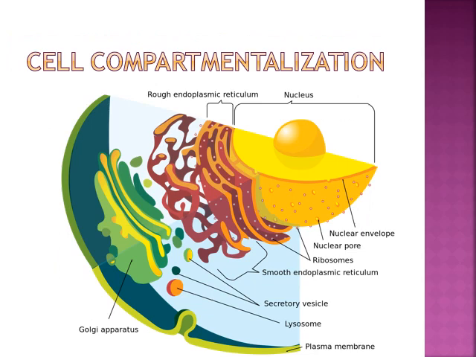It's vital for compartmentalization. Here's a picture of the cell that I will never make you draw or label. It's absolutely inaccurate. But the idea is there are membranes surrounding each of these organelles. Those membranes are made of the cell membrane or plasma membranes.